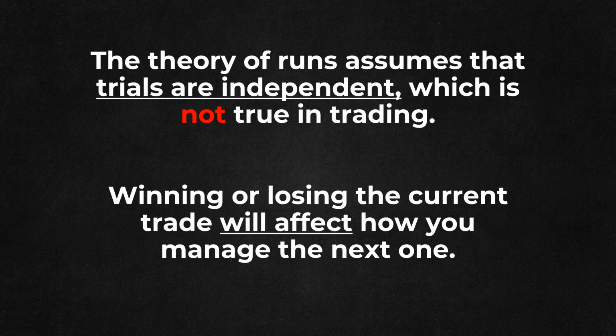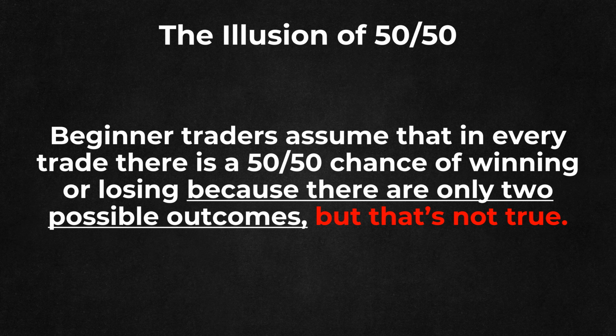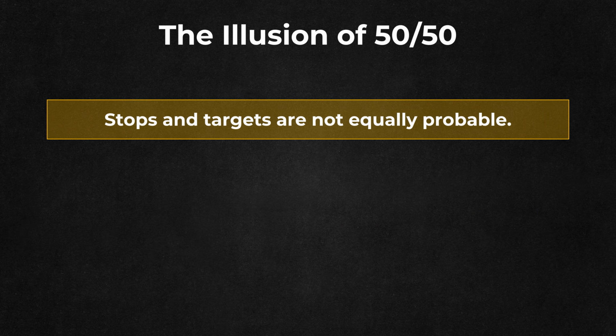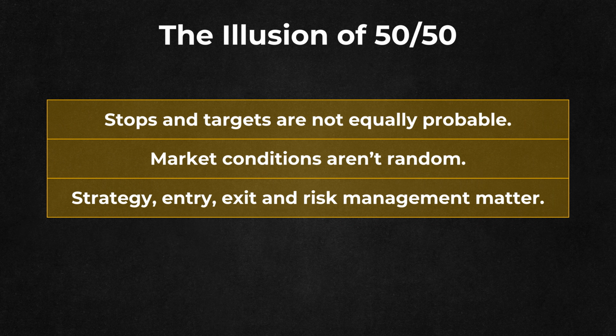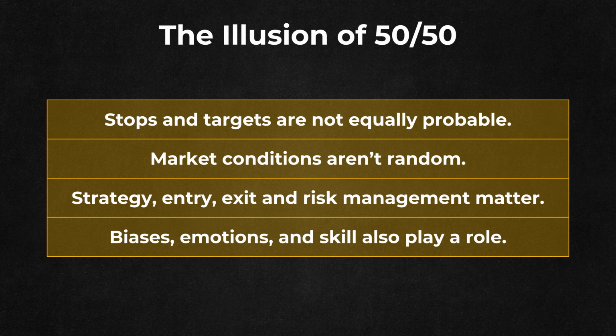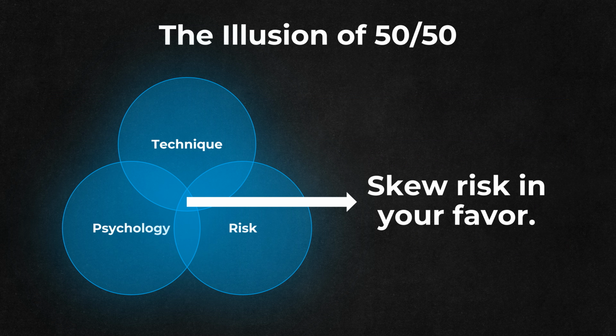Beginner traders assume that in every trade there is a 50-50 chance of winning or losing because there are only 2 possible outcomes, but that's not true. Unlike a fair coin toss, stops and targets are not equally probable, market conditions are not random, and your strategy, entry, exit, and risk management matter. Biases, emotions, and skill also play a role here. Technical analysis, trading psychology, and risk management are all about skewing risk in your favor.